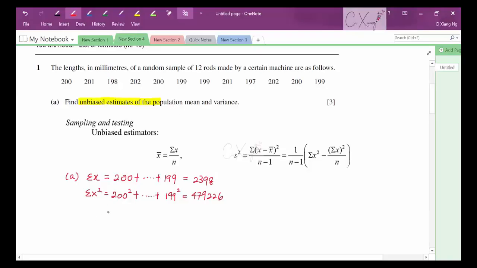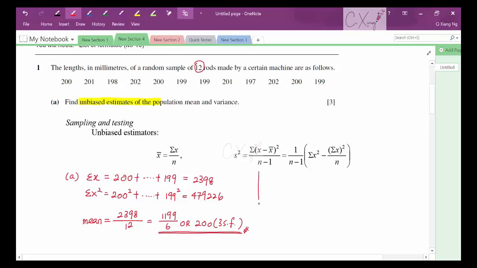Now we are going to get the unbiased estimator for the mean. The formula should be summation of x, which is 2398, divided by n. The n here is 12, since we are having a random sample of 12 rods. If you simplify, you'll get 1199 over 6, or if you want it to 3 significant figures, it should be 200. So this is the answer for the unbiased estimate for the mean.